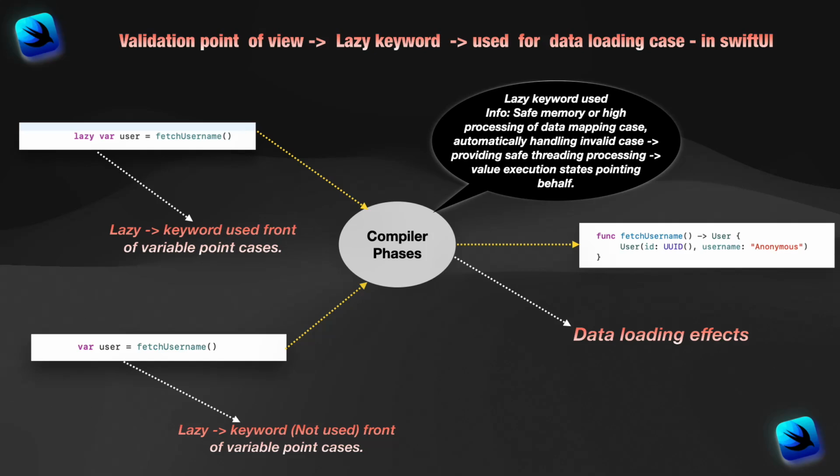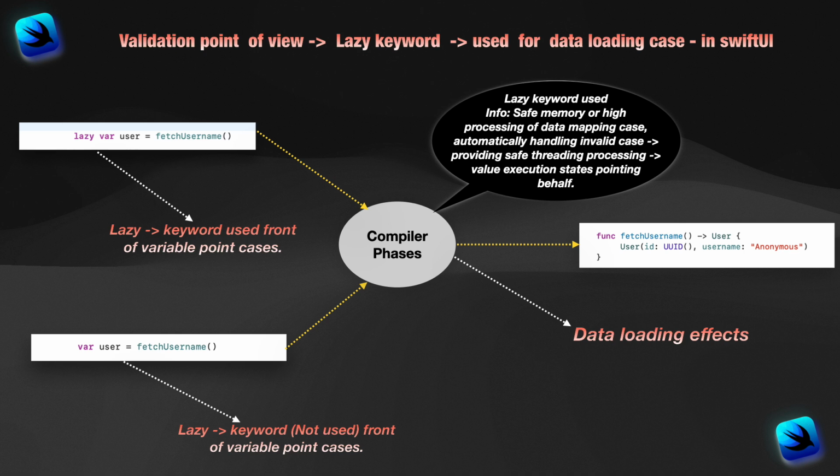Hello all, pointing to the conversation in SwiftUI, the recommended point of view. Just figure out the execution of lazy and non-lazy conditions. The phases of the compiler and doing effects by using the lazy keyword. Memory and other process executions, or high performance data loading effects, handling execution automatically, avoiding threading effects on executions.